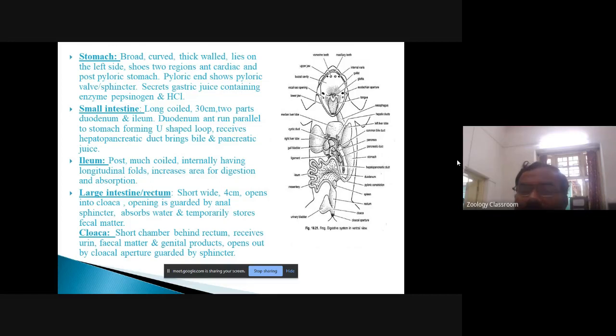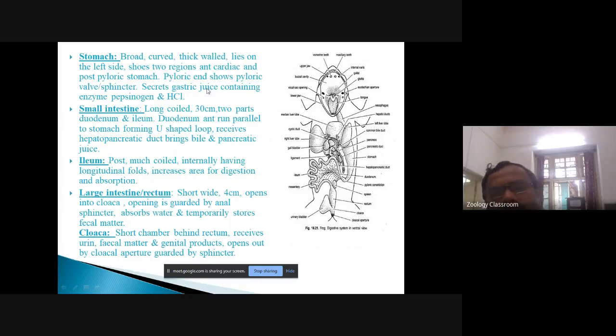Now come to the stomach. This J-shaped structure is called the stomach. The stomach is a broad, curved, thick-walled bag. It is located on the left side of the body cavity, and it shows two regions. The anterior portion is called the cardiac stomach, and the posterior portion is known as the pyloric stomach. This pyloric end shows the presence of the pyloric sphincter. So at the end of the pyloric stomach, the pyloric sphincter is present.